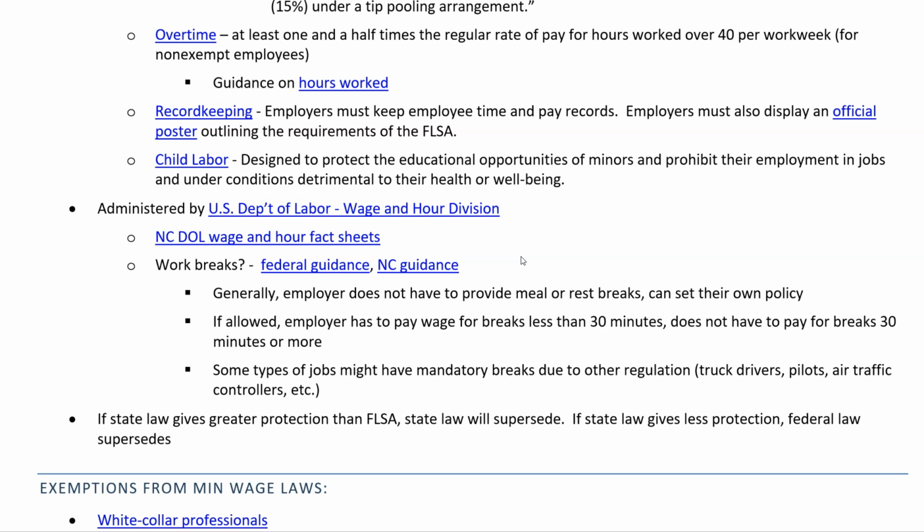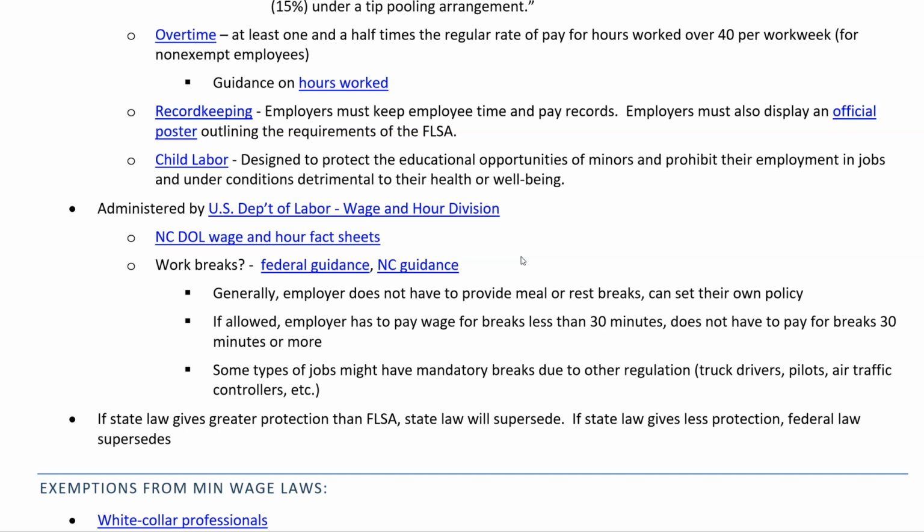For record keeping, employers have to keep records of employee time worked and the pay that they receive. Employers also have to display an official poster outlining the requirements of the FLSA. These are the posters that you usually see not customer facing, usually back in a break room or an area where only employees would be. These posters for OSHA or the FLSA are things that employers are supposed to keep posted so employees can learn about their rights.